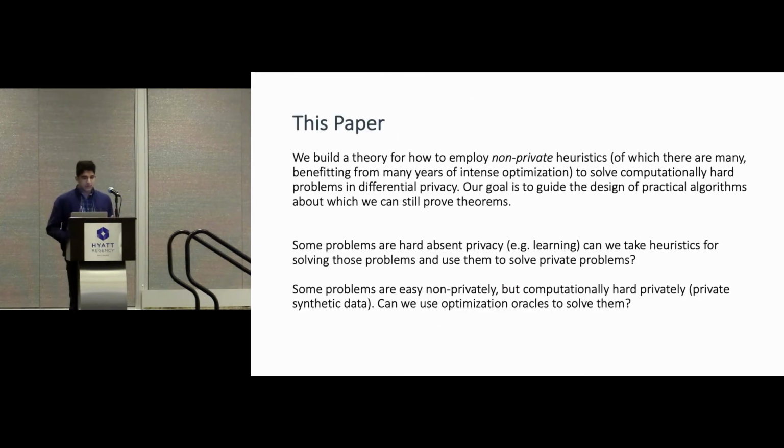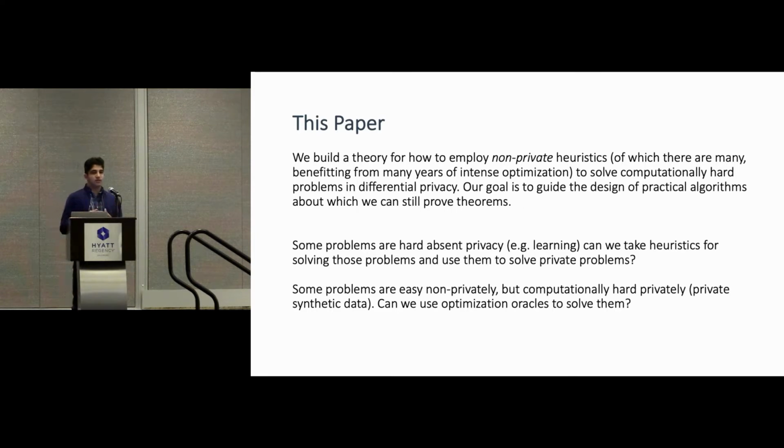So in this paper, we build a theory for how to employ non-private heuristics. By that, we really mean optimization oracles to solve computationally challenging problems in differential privacy. There are two types of problems that we focus on. The first kind are hard absent privacy. So these are learning problems. Agnostic learning of basic classes like hyperplanes and conjunctions is hard even absent privacy. And the question there is, given a heuristic for solving the non-private problem, can we use it in a black box way to solve the private problem?